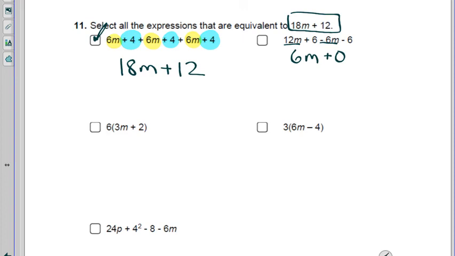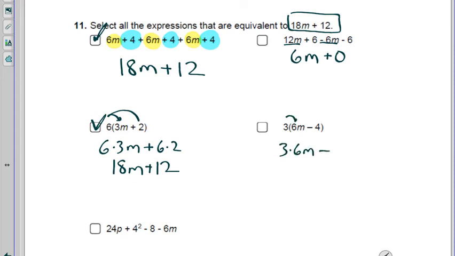Distributive property, 6 times 3m plus 6 times 2 is 18m plus 12. So that is a match. This one I have 3 times 6m minus 3 times 4, which is 18m minus 12. Not a match. And this one, I have a p and an m. My original equation doesn't even have any groups of p. So this is not a match. So it looks like just 2 matches there.